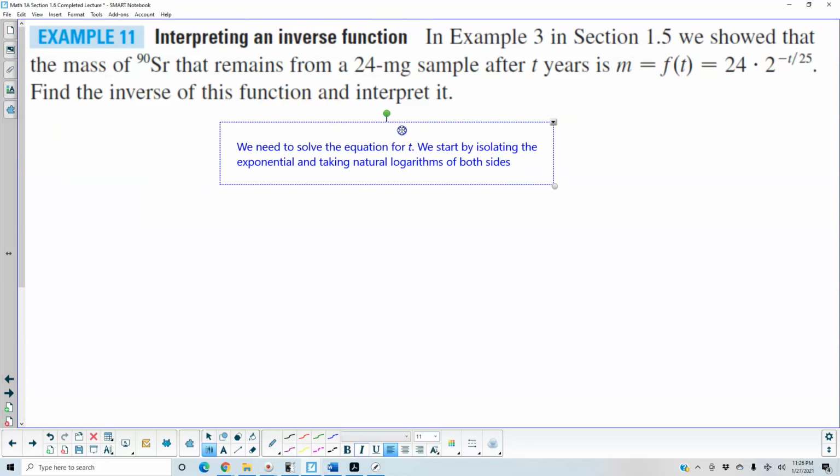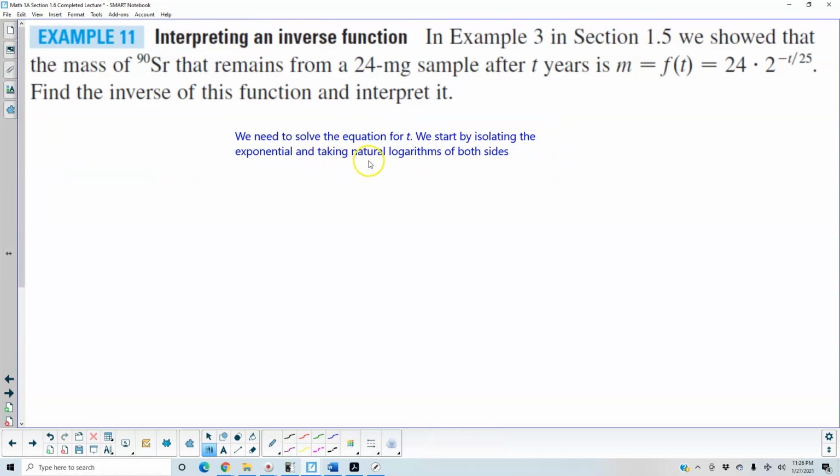So the first thing we need to do is solve the equation for t. We're going to start by isolating the exponential and taking logarithms of both sides. So let's go ahead and write out the function. We know that the function 24 times 2 to the power of negative t divided by 25 is equal to m.